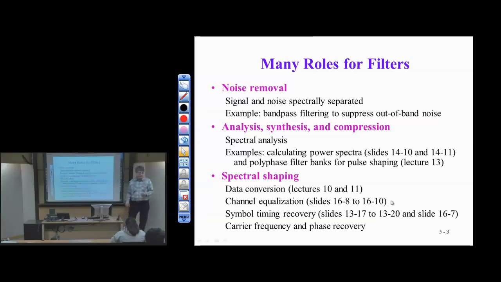Go ahead. What is the difference between spectral shaping and pulse shaping? I feel like they're both the same thing. Yeah, the pulse shaping can be thought of as spectral shaping, because all these could be low-pass filtering but have different uses. So again, this is to remove out-of-band noise if it were a low-pass filter, to remove or suppress high-frequency noise.